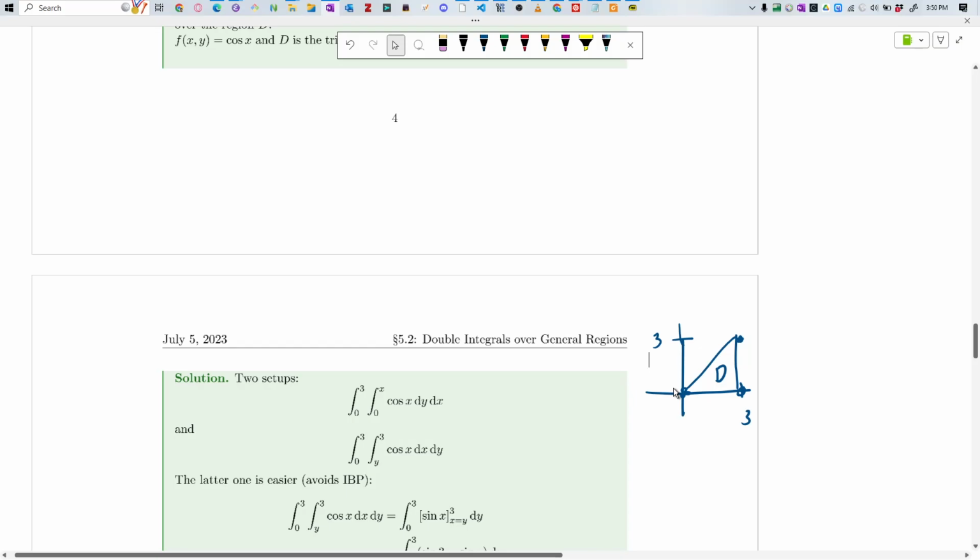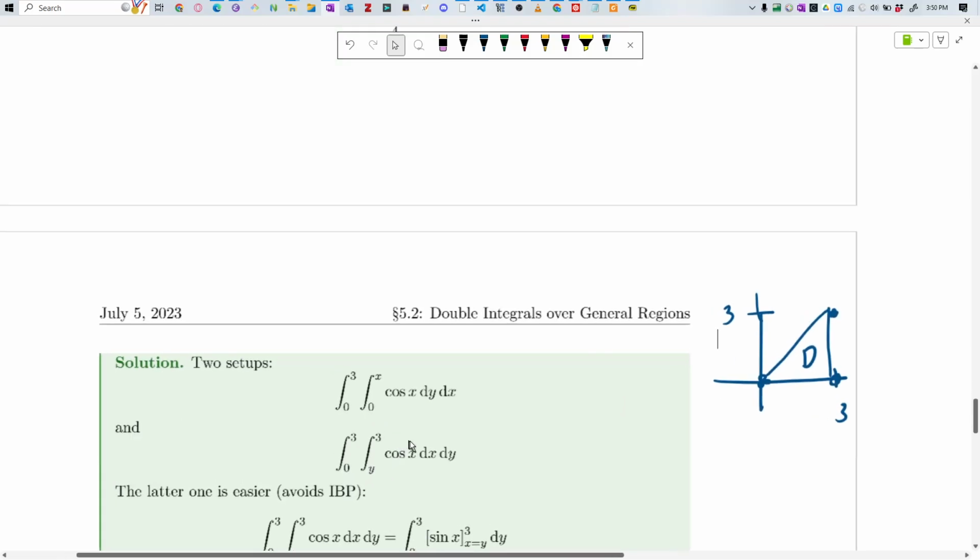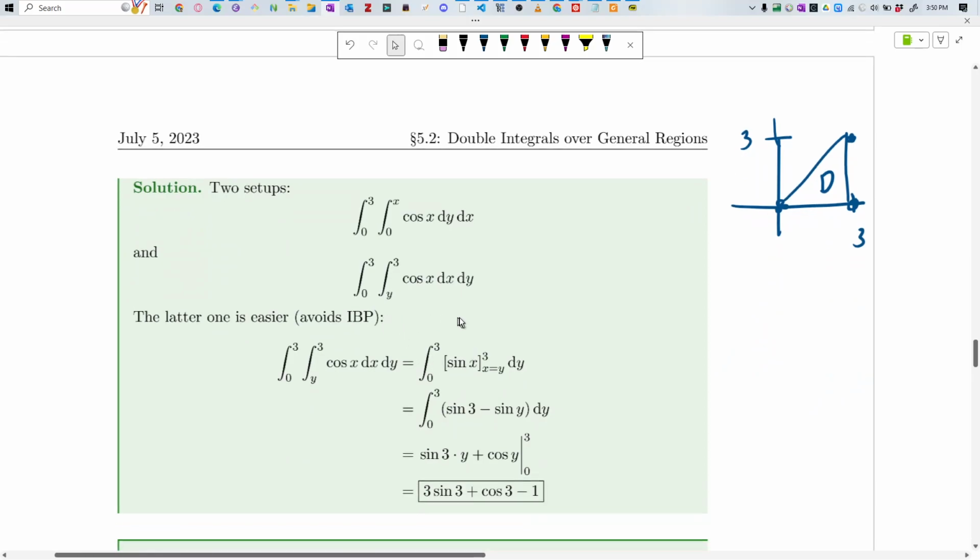Alternatively, if we view this as a region of type 2, so this order would be thinking of it as a region of type 1 because the outer variable we sweep over is x. If we sweep over y on the outside, then it's a region of type 2. If we did it in that way, sweeping over y on the outside, then on the inside, our upper function would be x equals 3, and our lower function would be x equals y, which gives us these bounds for the integration. And then what you might notice is that the latter one is easier to compute.